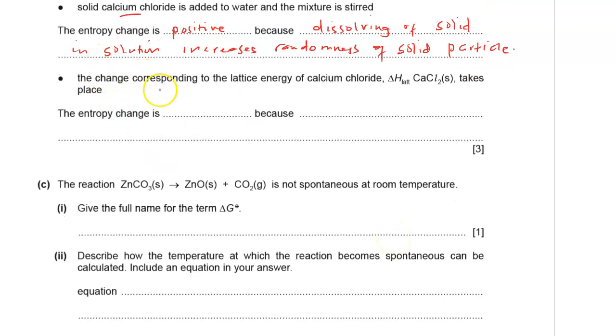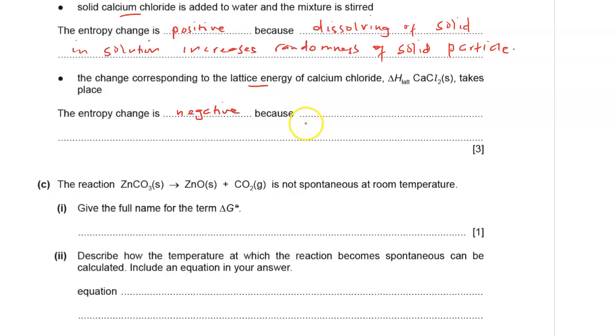The change corresponding to the lattice energy of calcium chloride takes place. So the entropy change here will be negative.